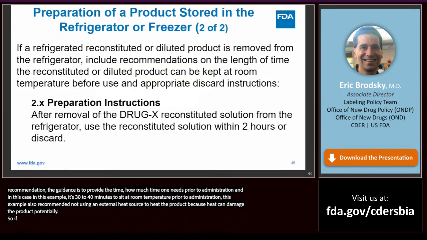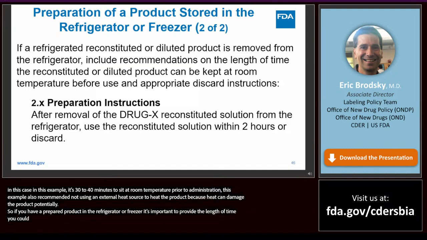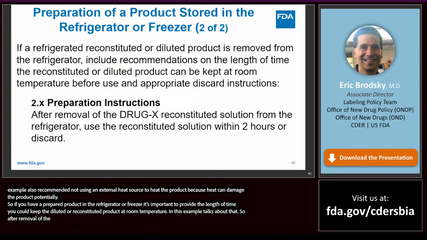So if you have a prepared product stored in the refrigerator or freezer, a diluted product or reconstituted product, it's important to provide the length of time that you could keep the diluted or reconstituted product at room temperature prior to use, as well as the appropriate discard instructions. And this example talks about that. So after removal of the drug X reconstituted solution from the refrigerator, use the reconstituted solution within 2 hours or discard.